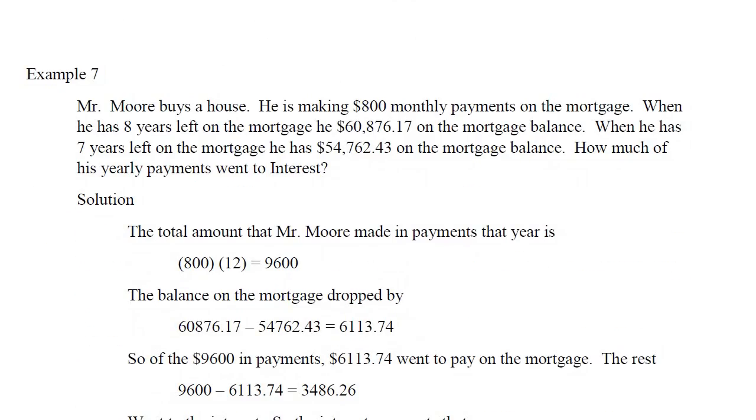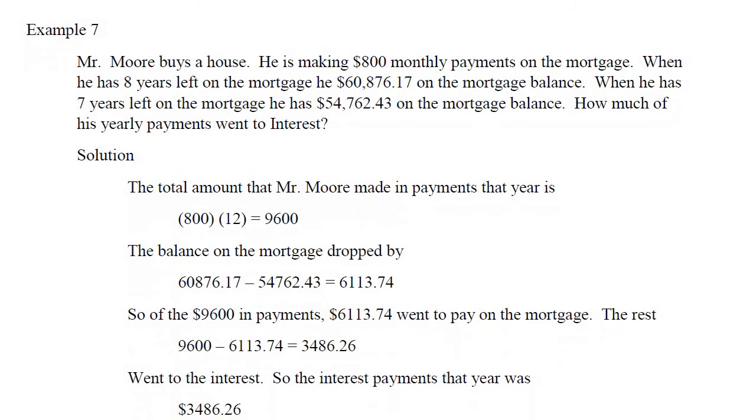Let's take a look at another example. So Mr. Moore is buying a house. This is the same house, making $800 monthly payments. When he has 8 years left on the mortgage, he owes $60,876.17. When he has 7 years left on the mortgage, he has $54,762.43 left on the mortgage.